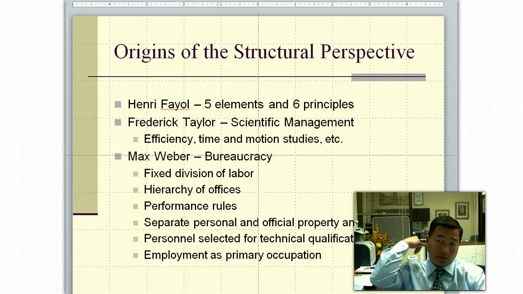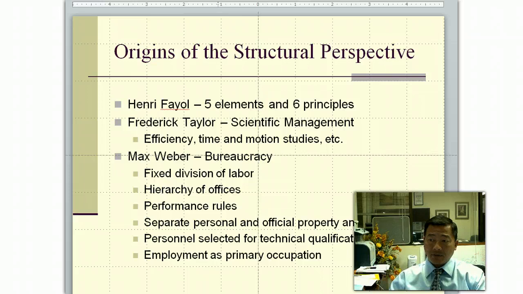Max Weber, a German sociologist in the late 1800s, developed a similar management theory as Fayol. His theory of bureaucracy consisted of the following tenets or elements: a clearly defined hierarchy, division of labor, centralization of decision-making and power, performance rules, separate personal and official property and rights, personnel selected for technical qualifications, and employment as the primary occupation.